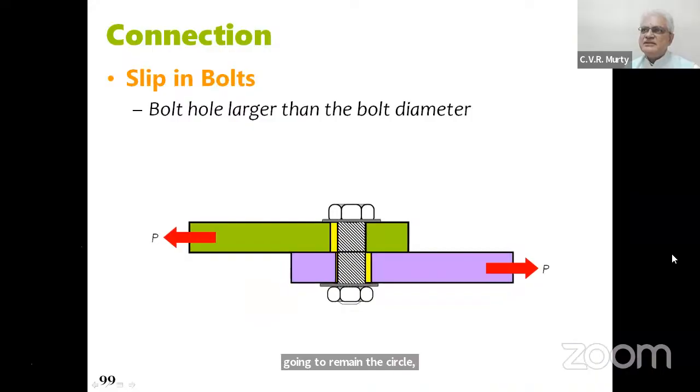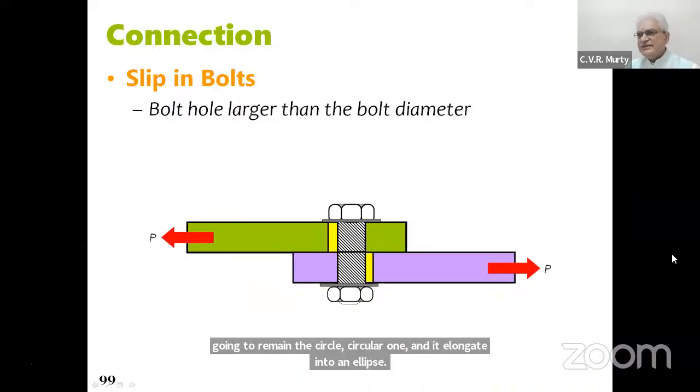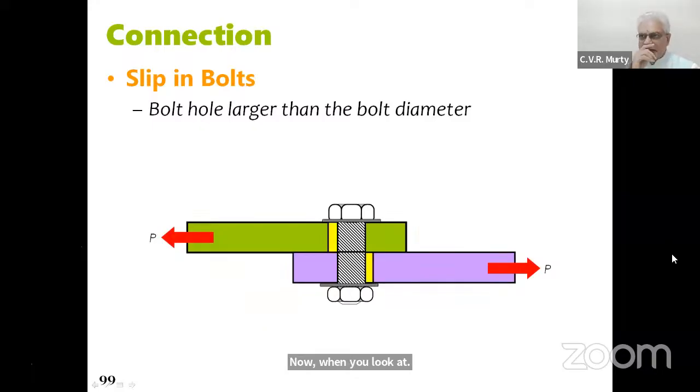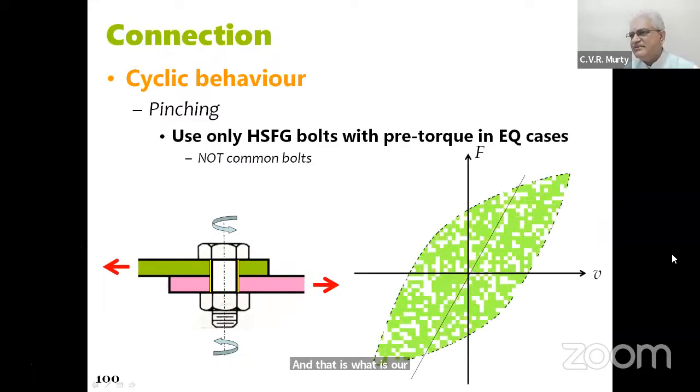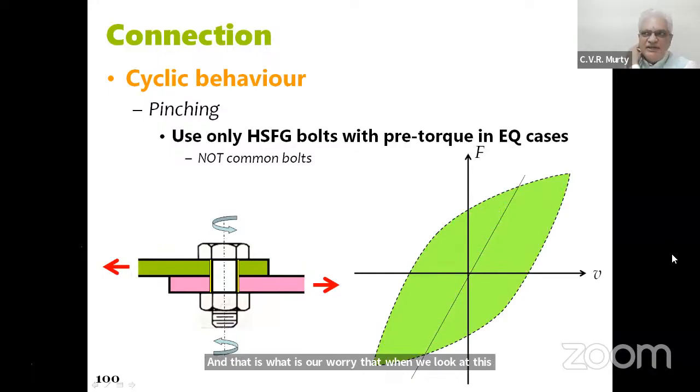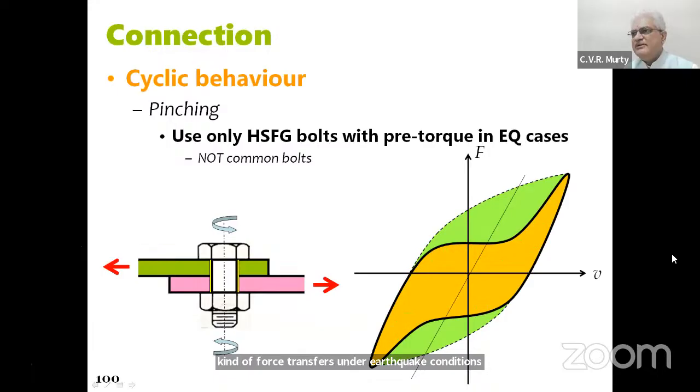Now, when you look at bolts being subjected to shear forces, you will notice that there will be a slip. For some distance, it has to slip, and then only it will engage. And that is what is our worry, that when you look at this kind of force transfer under earthquake conditions, ideally, if you didn't have a slip, you will get this as the force displacement relation. But if you have slip, you will get a very different relation.